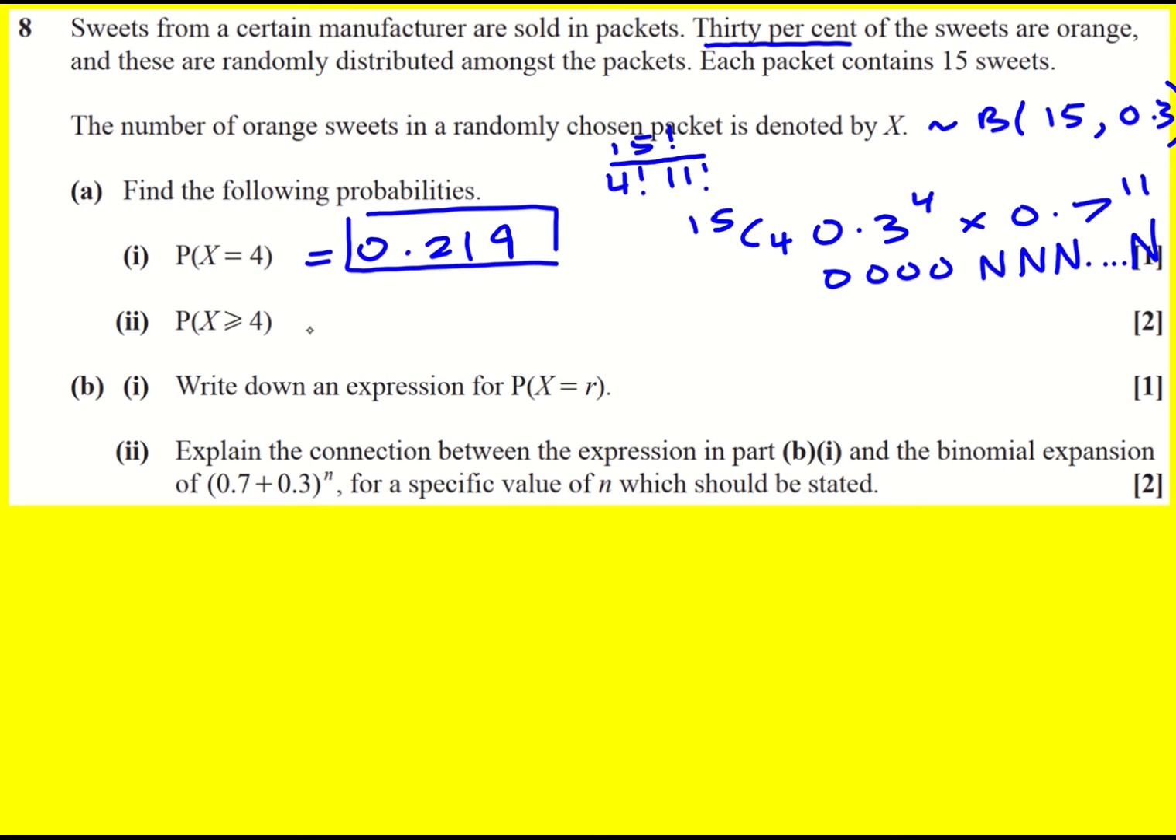For greater than or equal to 4, I know some graphical calculators can just figure this out straight away, but mine can only deal with less than or equal to probabilities in the cumulative distribution. So I need to do 1 minus the probability that x is less than or equal to 3. I want to include 4, so I'm not going to subtract x less than or equal to 4. It's going to be the one below that.